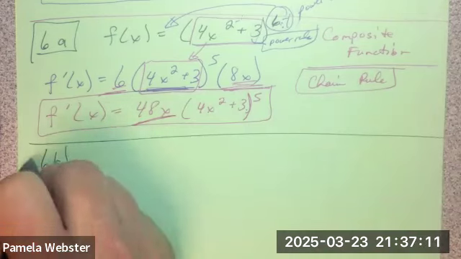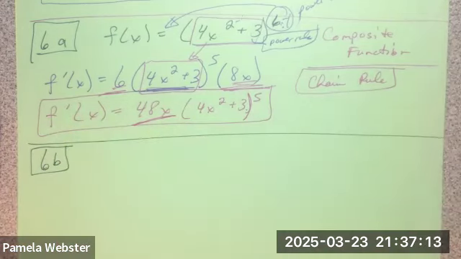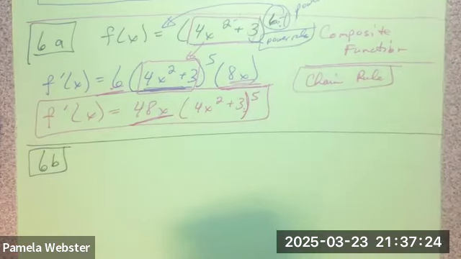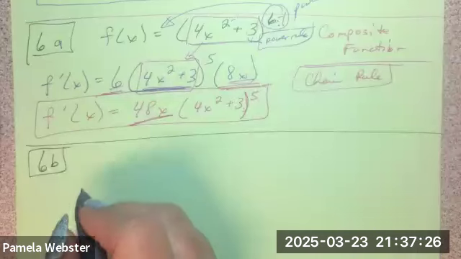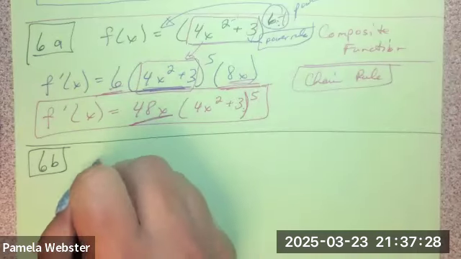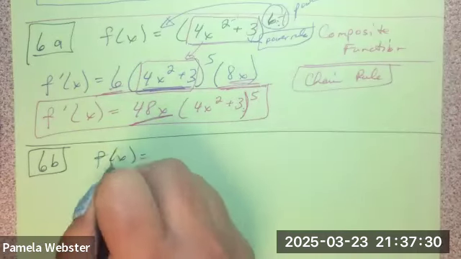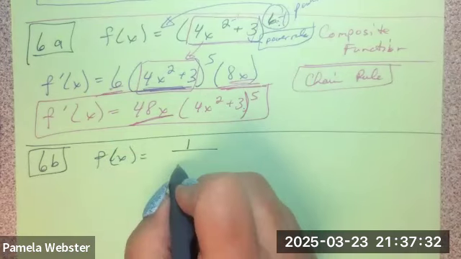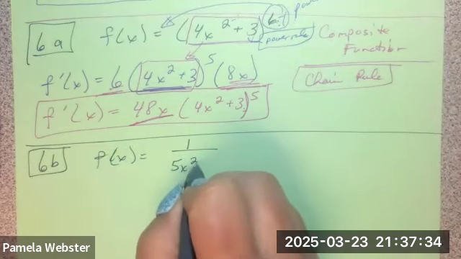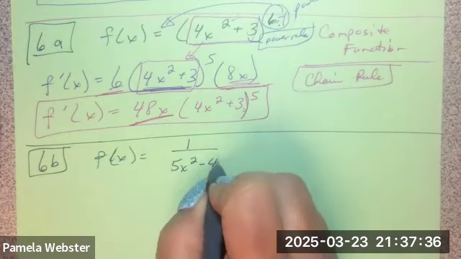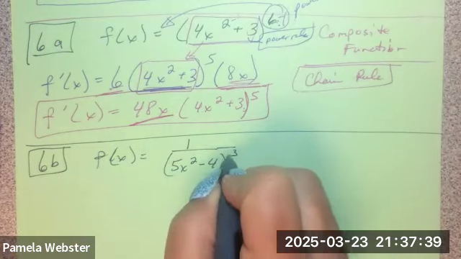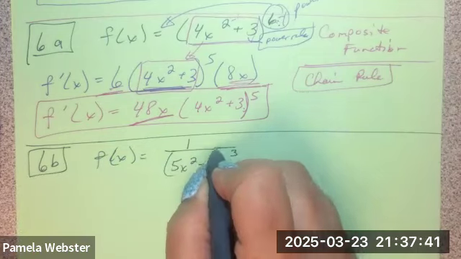So chain rule, that's the 4th one. We have power rule, we have product rule, we have quotient rule, we have chain rule. Okay. So 6b says find the derivative of the function. Show all work in order to receive full credit. F of x equals 1 over 5x squared minus 4 to the 3rd power.